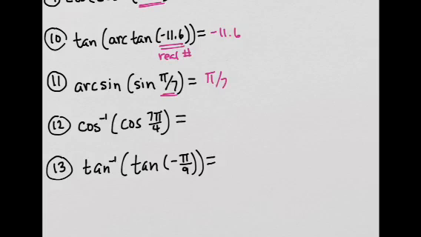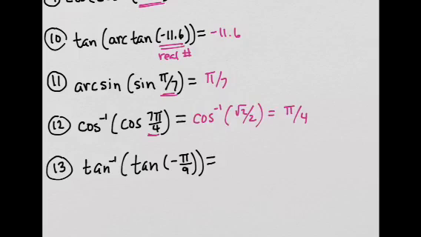Okay? If it's not, then like number 12, for example, the 1-to-1 piece for cosine is between 0 and pi, and this is bigger than that. So for a problem like this, you have to do a little bit more work. You have to first evaluate the inside. So cosine of 7 pi over 4 would be, let's see, it's in quadrant 4, so it's going to be positive radical 2 over 2. And so now we find cosine inverse of radical 2 over 2. That would be pi over 4. That would be the answer.